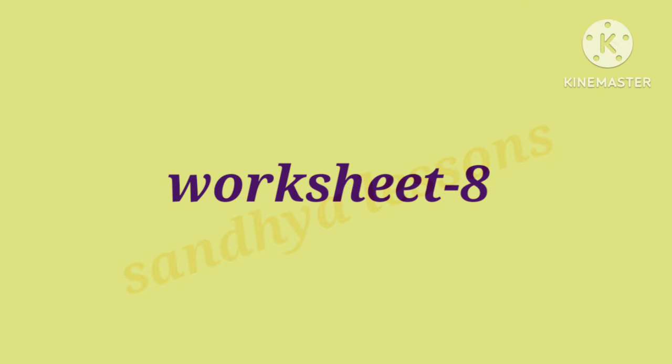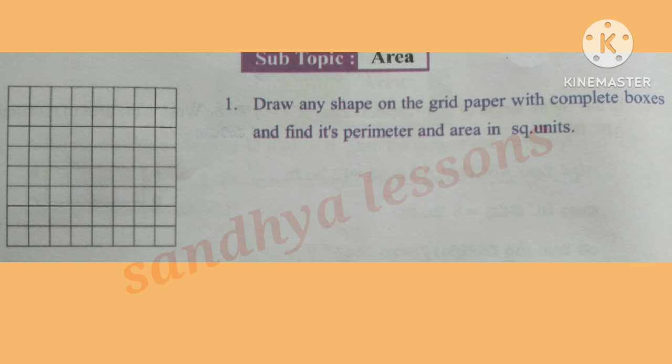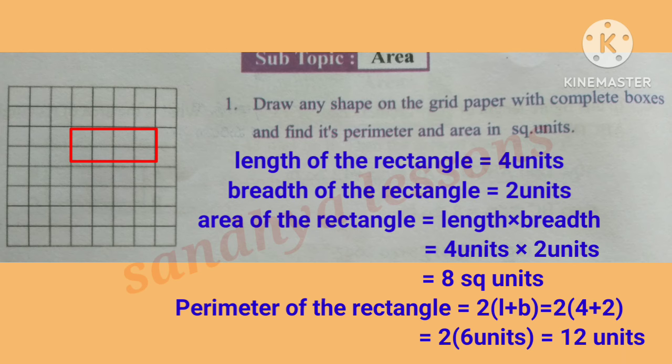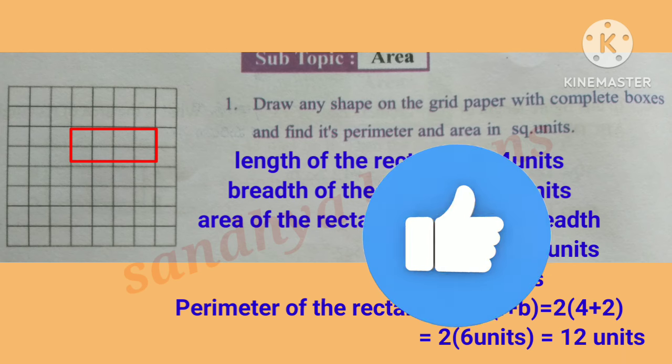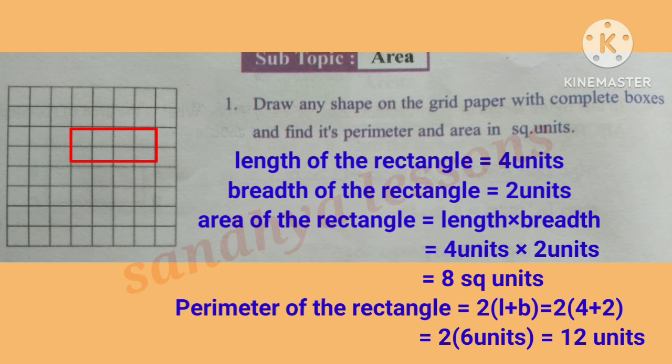Worksheet 8. First problem, draw any shape on the grid paper with complete boxes and find its perimeter and area in square units. Solution, length of the rectangle is equal to 4 units. Breadth of the rectangle is equal to 2 units. Area of the rectangle is equal to length into breadth, that is equal to 4 units into 2 units, which is equal to 8 square units. Perimeter of the rectangle is equal to 2 into (length plus breadth). That is equal to 2 into (4 plus 2). That is equal to 2 into 6 units, which is equal to 12 units. Therefore, area of the rectangle is equal to 8 square units. Perimeter of the rectangle is equal to 12 units.